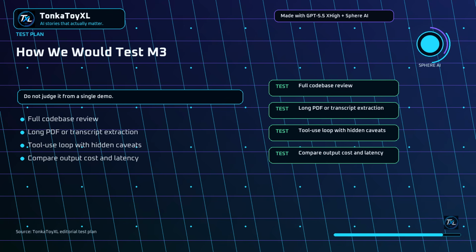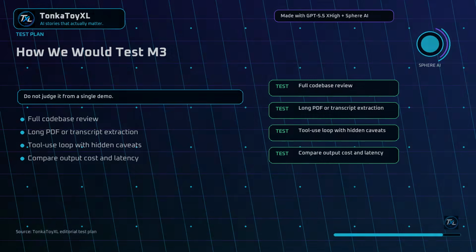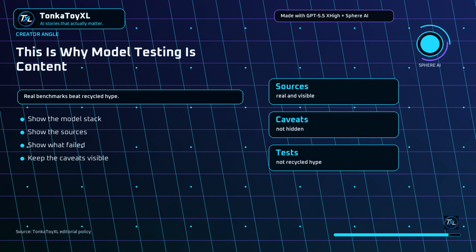Our test plan will be simple. Feed it a real code base. Feed it a long document pack. Run a tool use loop. Then compare latency, cost, and error rate against the model you already use. This is exactly why our channel format works.